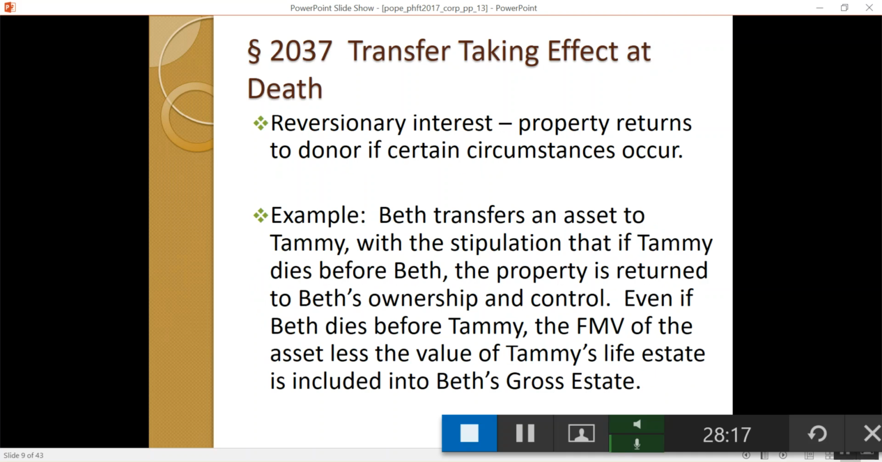Here's a reversionary interest situation. Beth transfers an asset to Tammy with the stipulation that if Tammy dies before Beth, the property is returned to Beth's ownership and control. That's essentially because Beth wants Tammy to have the property, but doesn't want Tammy's beneficiaries to have it. So Beth might say, I'll give you this property to enjoy during your lifetime, but if you die before I do, I want that property back. If that's the case, then even if Beth dies before Tammy, the fair market value of the asset less the value of Tammy's life estate is included in Beth's gross estate. So that's the rule there.